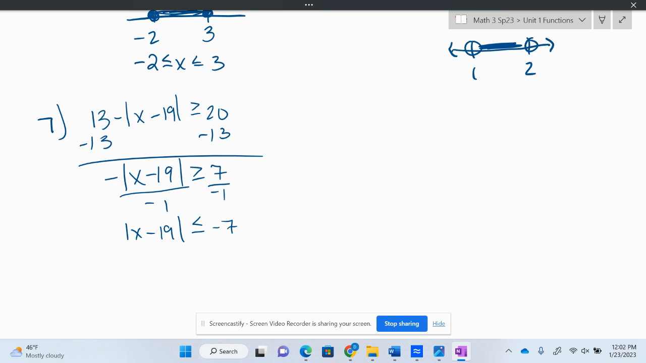When can the absolute value of something be less than -7? Never. When can it be less than 0? Never. It can be greater than that, but it can't be less than that, right? So this is no solution.